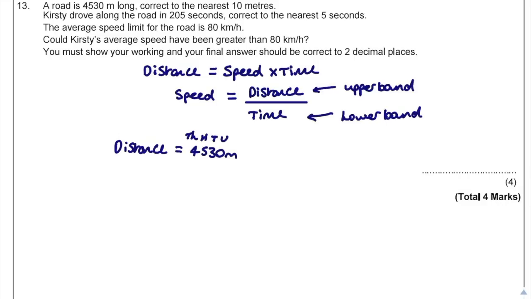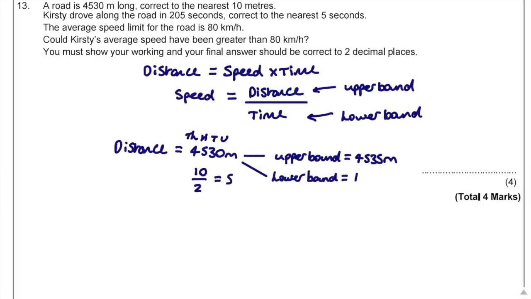So if we take 10 meters and divide that by 2, we get 5. So what that means is we're going to add 5 to our distance to work out our upper bound, and we're going to subtract 5 from this distance to work out our lower bound. So that means our upper bound equals 4,535, and our lower bound is 4,525.